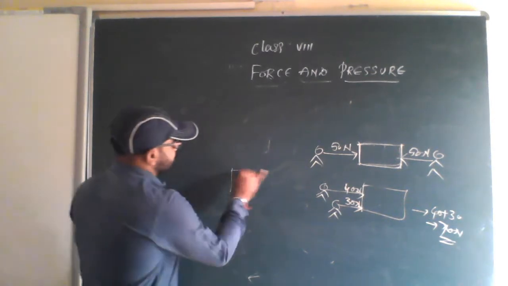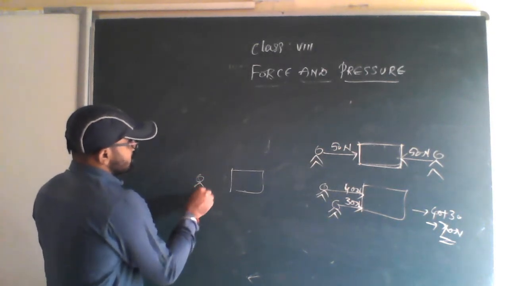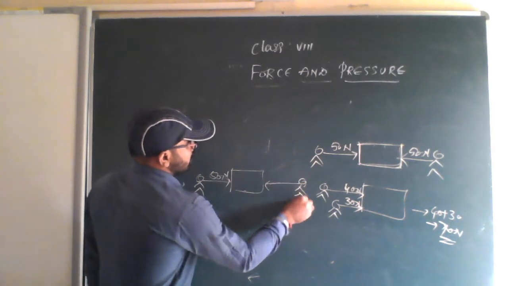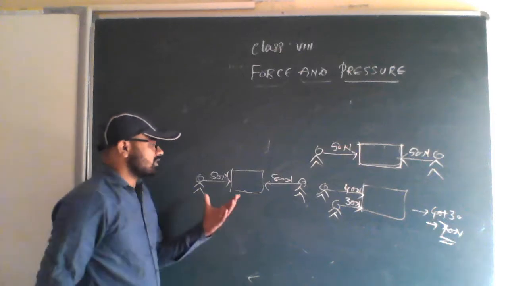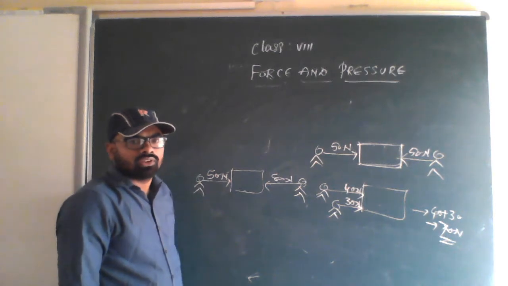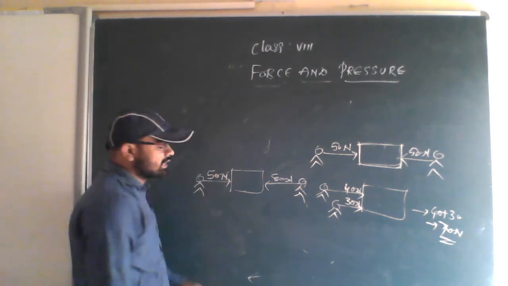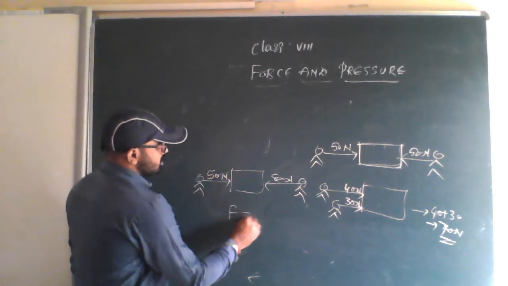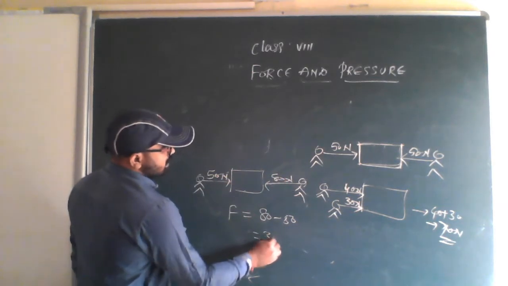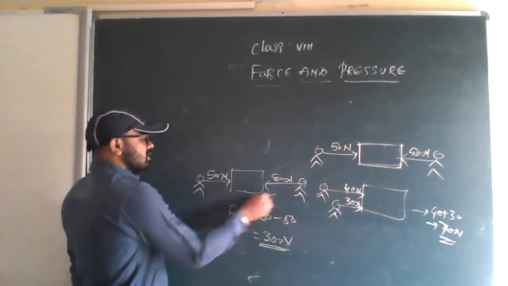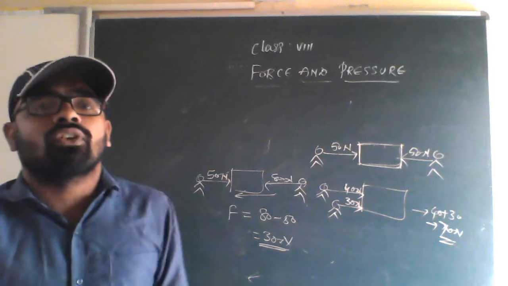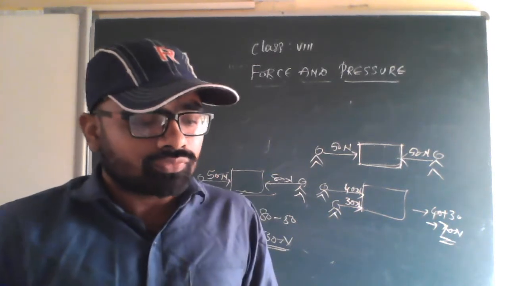In the third case, if a person is applying 50 Newton force and this man is applying 80 Newton force, then what is the net force acting on this? Subtraction of these two: force is equal to 80 minus 50. Which is bigger? 80 is bigger, so the force acts as 30 Newton in this direction. Okay, so these are the concepts of forces. I hope you all know.